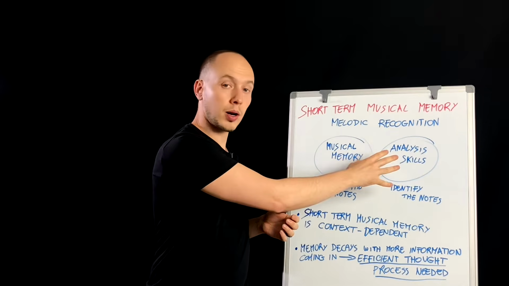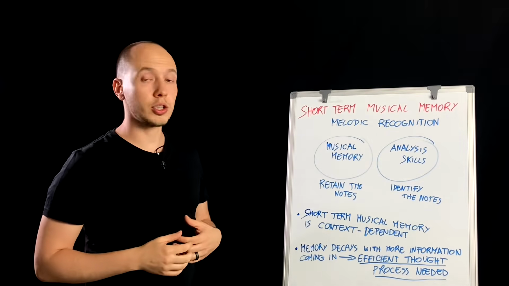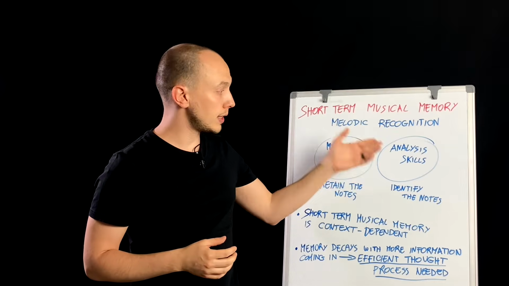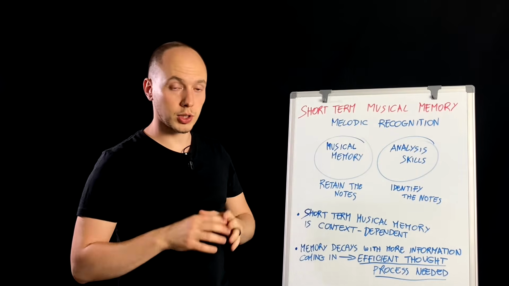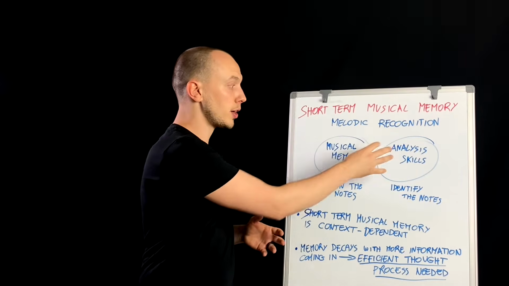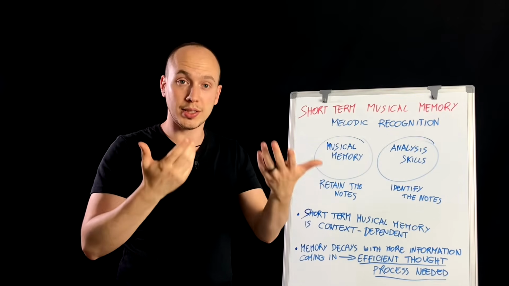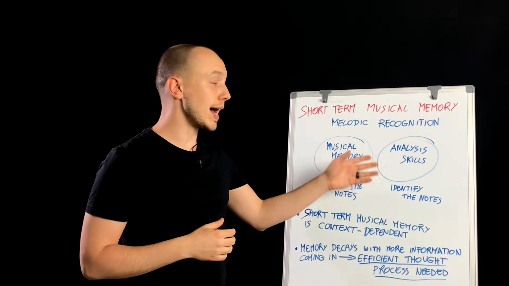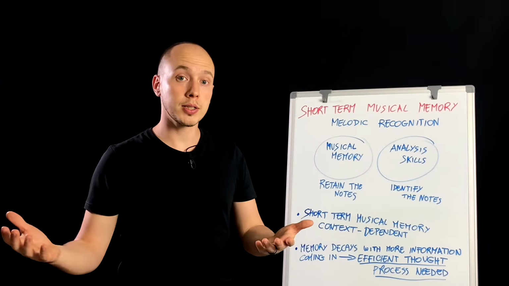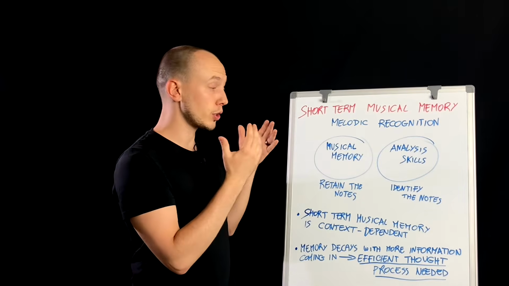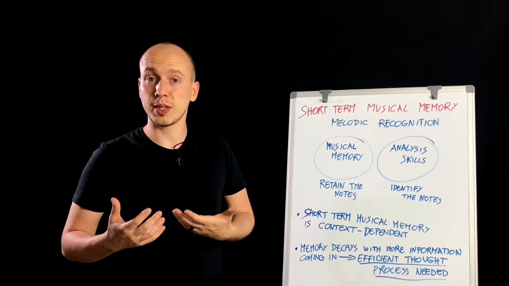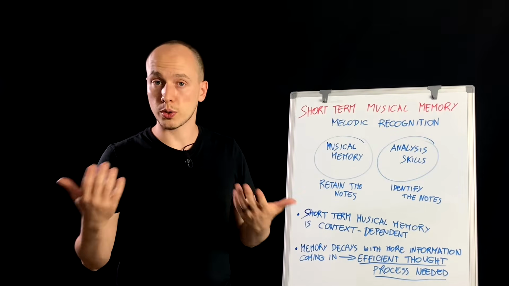Then the second part of the melodic recognition system is the analysis skills part. That means this part allows us to analyze the notes we are listening to, which we are retaining in our memory, and identify them. Both parts are very, very crucial in order for us to be able to recognize melodies correctly.